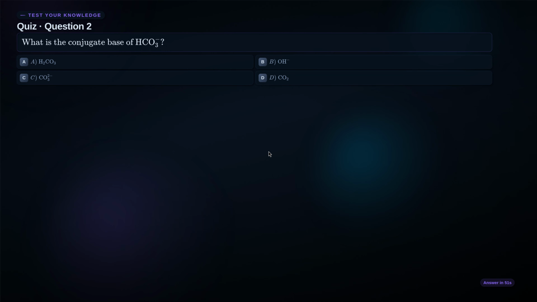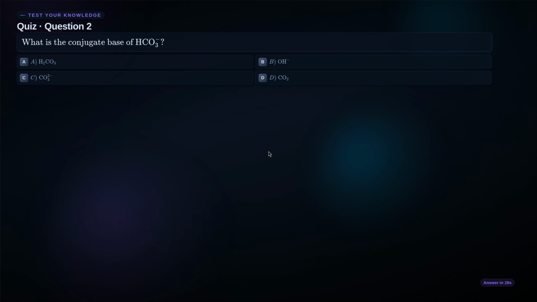Quiz question number 2. What is the conjugate base of HCO3-? Option A, H2CO3. Option B, OH-. Option C, CO3 2-. Option D, CO2. Remember, the conjugate base is formed by removing one proton.